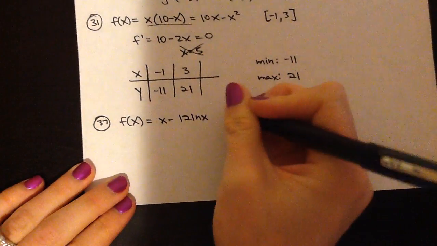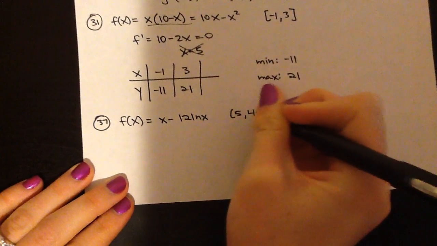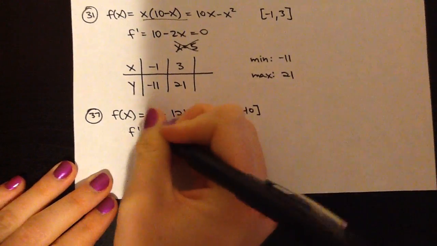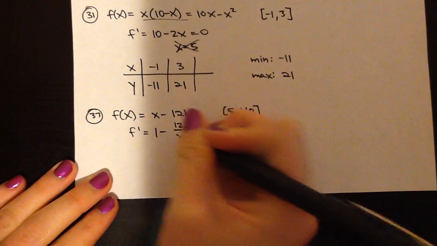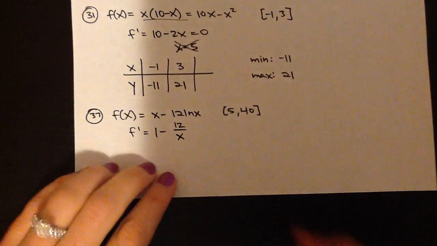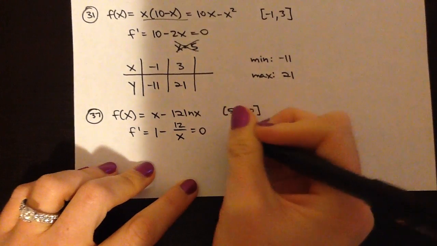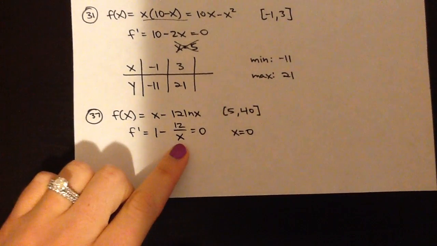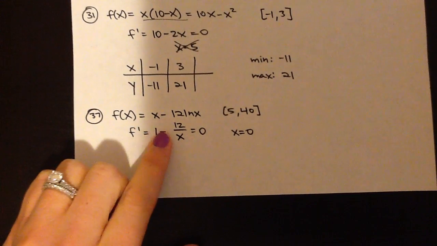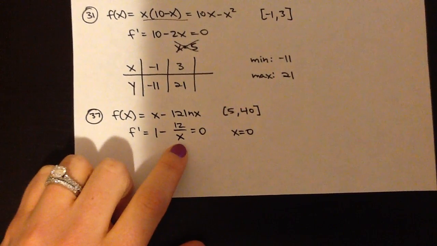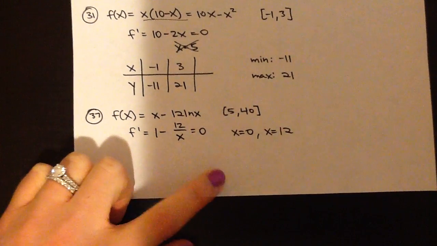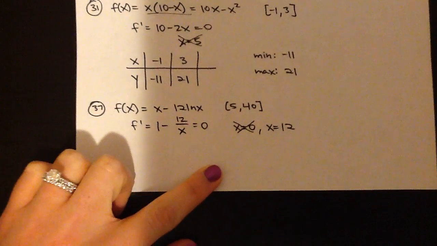Okay, so this one is given on the interval from 5 to 40. So I start by finding my critical points. So I take the derivative, I get 1 minus 12 over x. So critical points are anywhere my first derivative is either equal to 0 or undefined. So it's undefined at 0. If I plug in a 0 here, it would be undefined. And it would be equal to 0 at 1 minus 12 over x, so x is 12. That is my other one. Looking at the interval, 0 does not count because it doesn't fall in the interval.